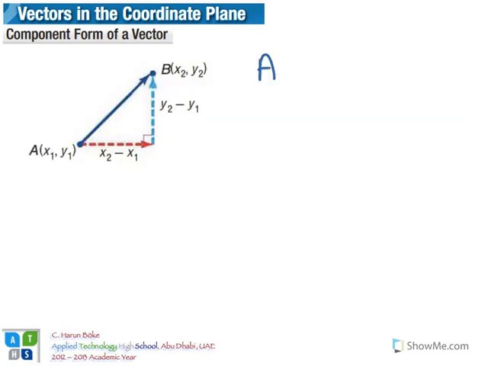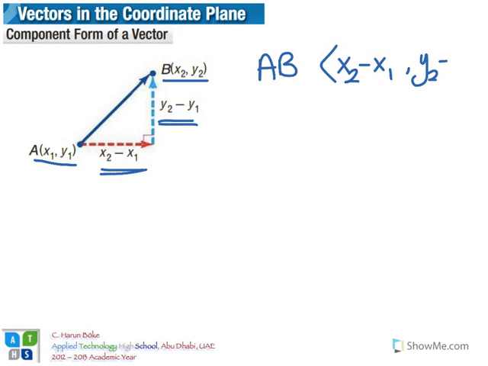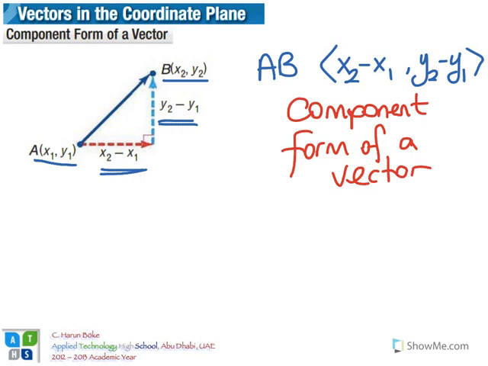So to carry mathematically the vectors to the origin, we do the following. For the vector AB, with the coordinates given x1, y1 and x2, y2, all we have to do is to do those calculations so that we can express this vector as the difference in x as the x coordinate and the difference in y as the y coordinate. This is called the component form of a vector. Now let's see an example on how to calculate this.